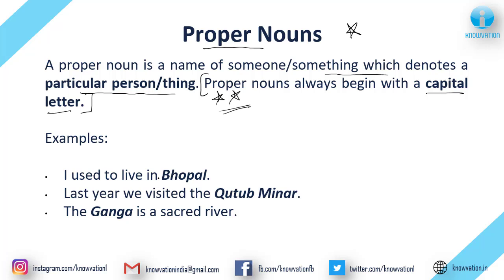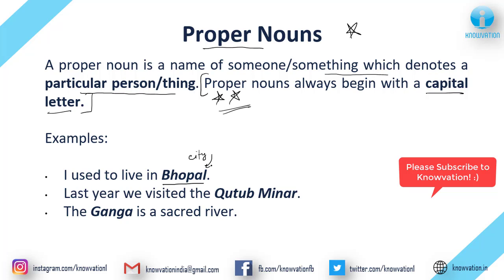Let's see the examples of proper noun. So I used to live in Bhopal. So friends, I am talking about a particular city. So this is a particular city, Bhopal, and hence this is a proper noun. Again, you see that B is capital.